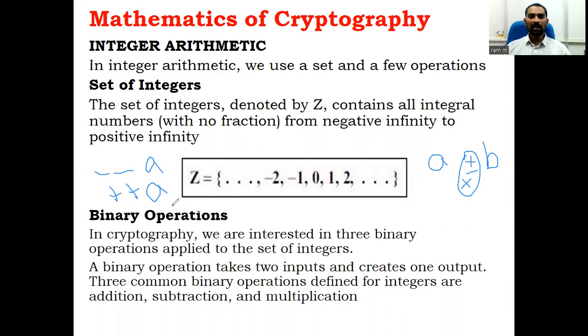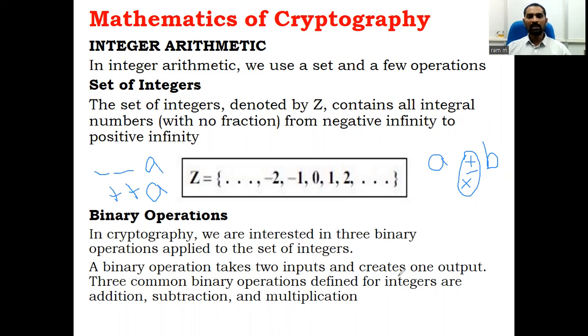So the type of the operation depends upon how many operands we are using, or between how many operands the operation is being done. In the binary operations, we are going to see addition, subtraction, multiplication, and division. In cryptography, we are interested in binary operations applied on the set of integers. As I told you, addition, subtraction, multiplication, and division have more importance in cryptography.